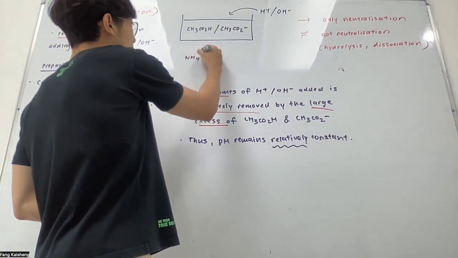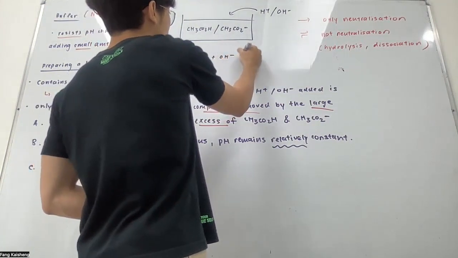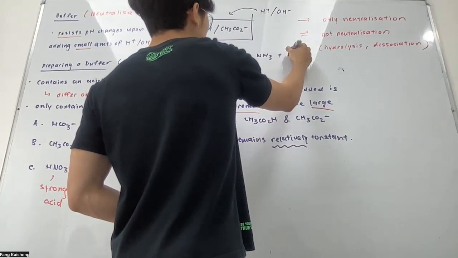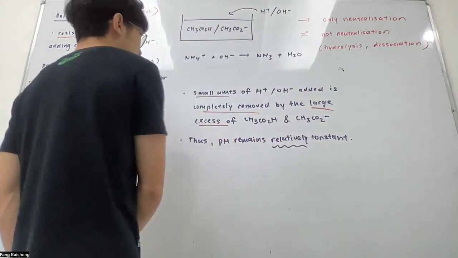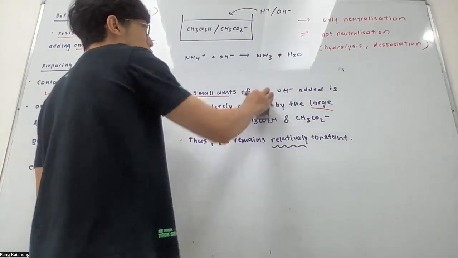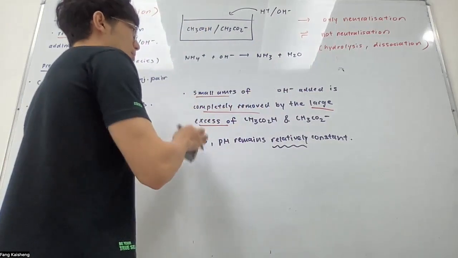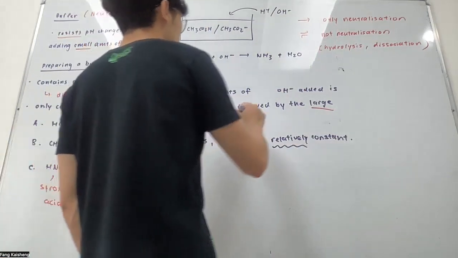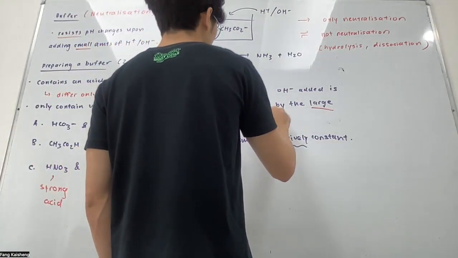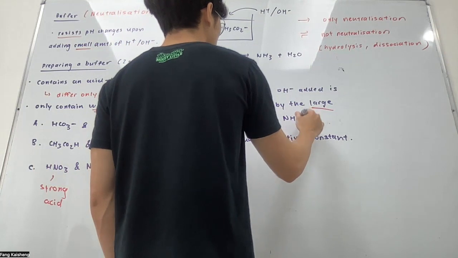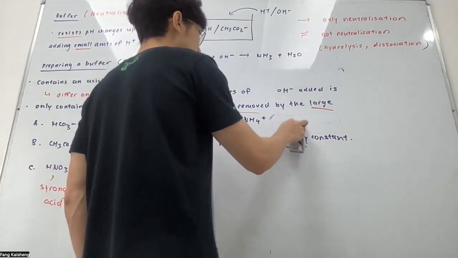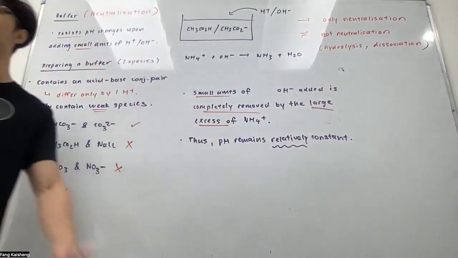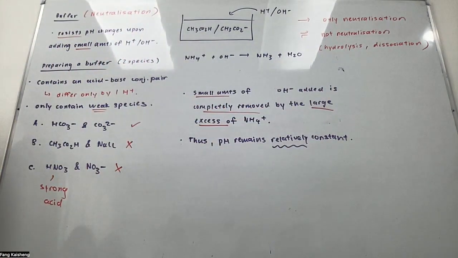Okay, when you add a small amount of base, NH4 plus will react with it. Full arrow, remember it's neutralization, must be full arrow. Then you tell me small amounts of OH minus added is completely removed by the large excess of NH4 plus. Or you can even write NH3 inside also. In this case, we will write NH3. So it's by a large excess of NH4 plus, pH remains relatively constant. Okay, alright.